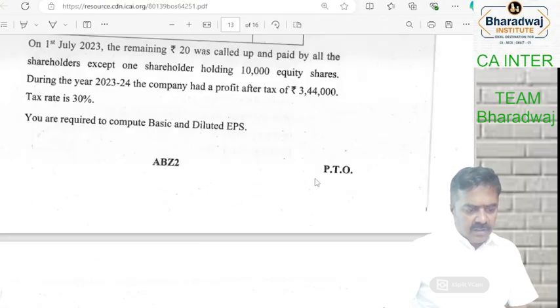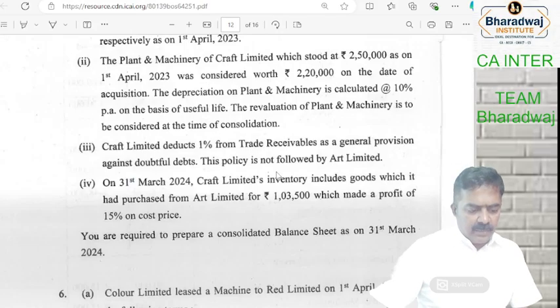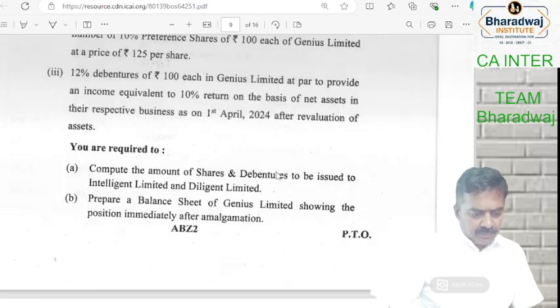You can find this one. This question is based on accounting standard. Basic EPS and diluted EPS for 6 marks. Then another one.